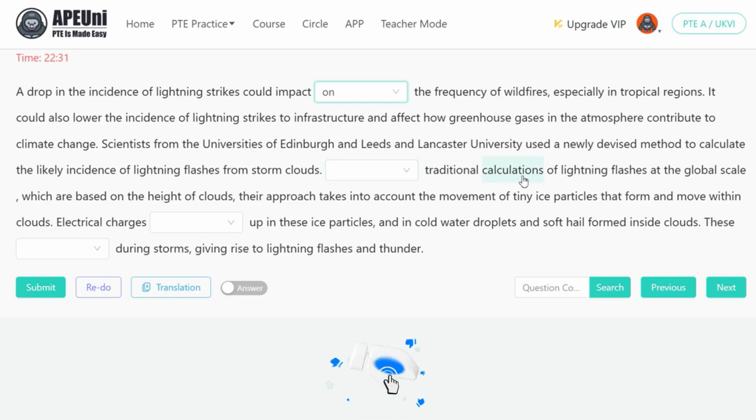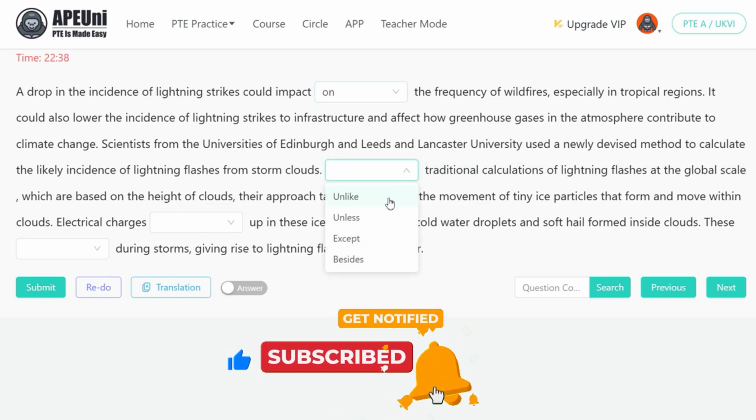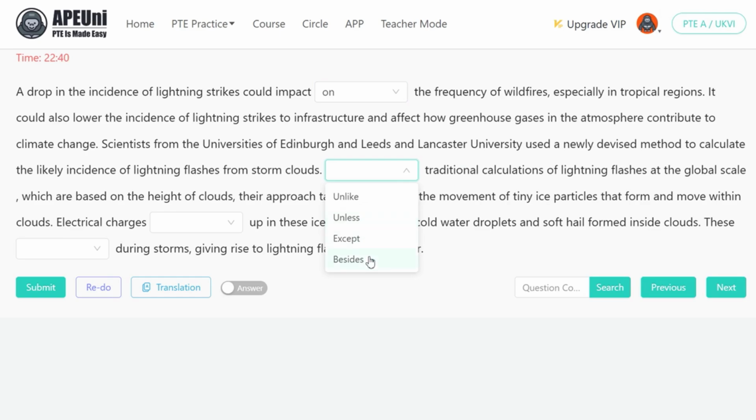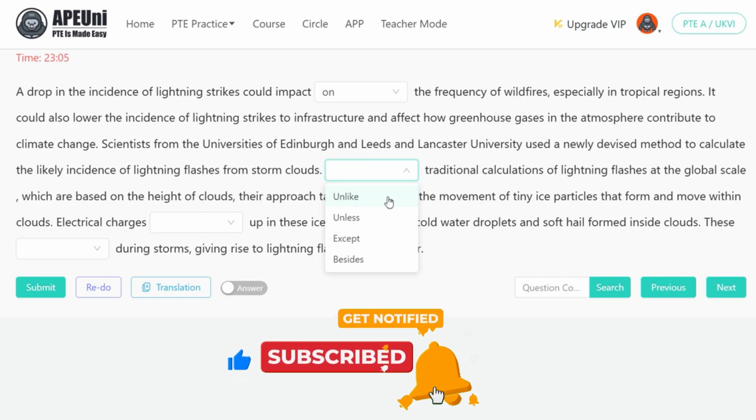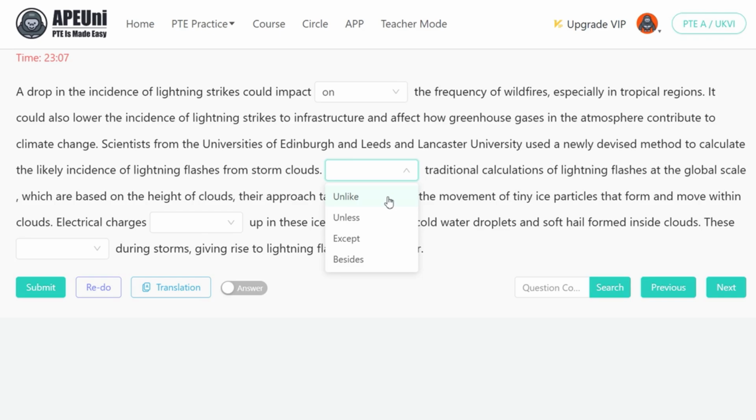Dash traditional calculations of lightning flashes at the global scale. So what are the options? Unlike, unless, except, besides. Unlike. The word unlike is a standard comparative structure. It's used when contrasting one thing with another that differs significantly. Grammatically, we say unlike is followed by a noun or noun phrase and highlights what distinguishes two ideas. So this is a correct option.